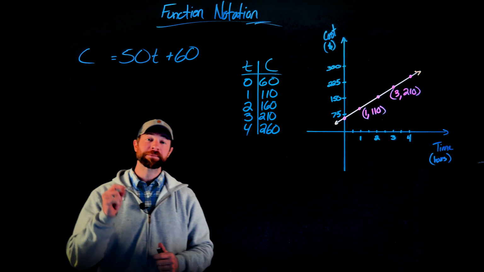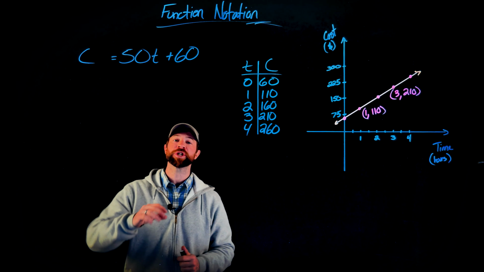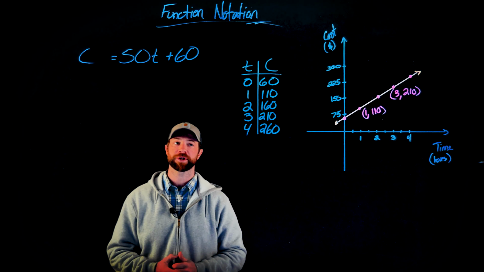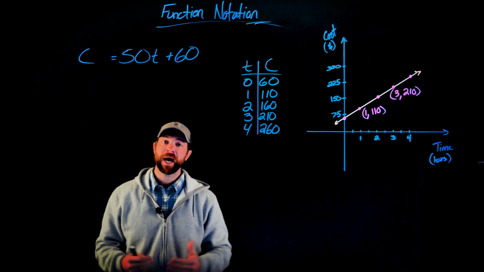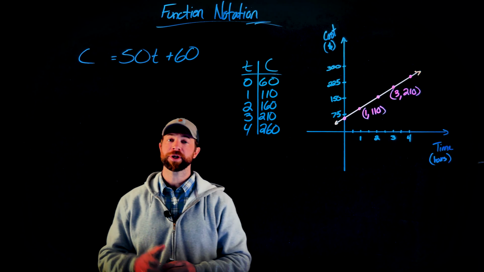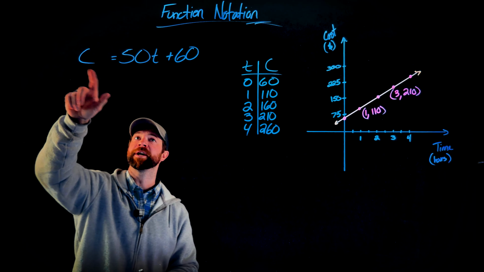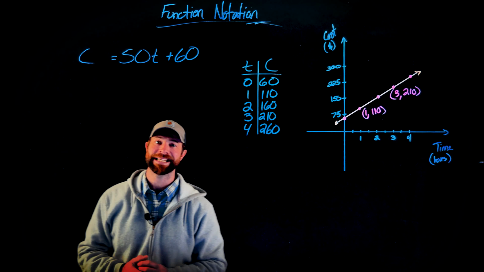We're going to talk today specifically about function notation and variable dependence and talk about inputs and outputs for functions. In order to describe functions and function notation, I'm going to use a linear model here. This is a relationship between two variables. In this case, it's t and c.